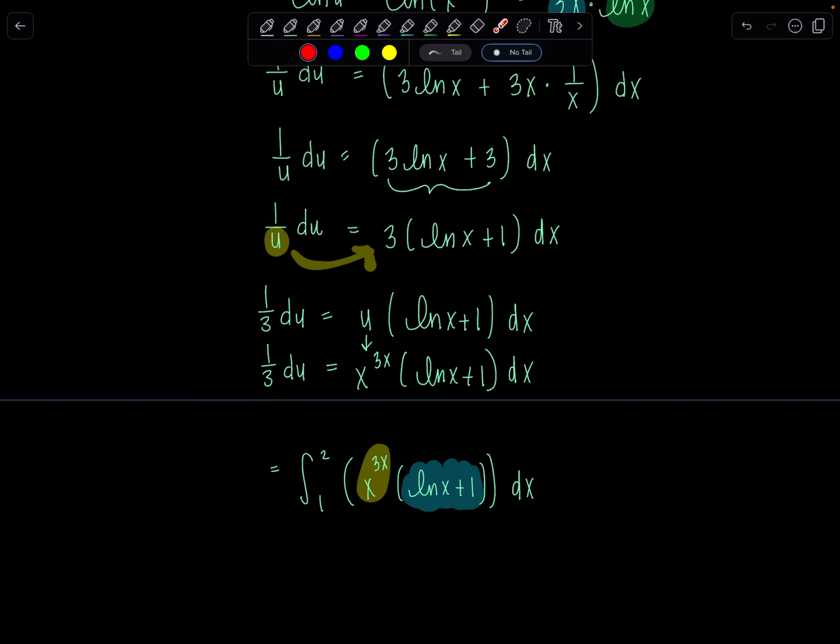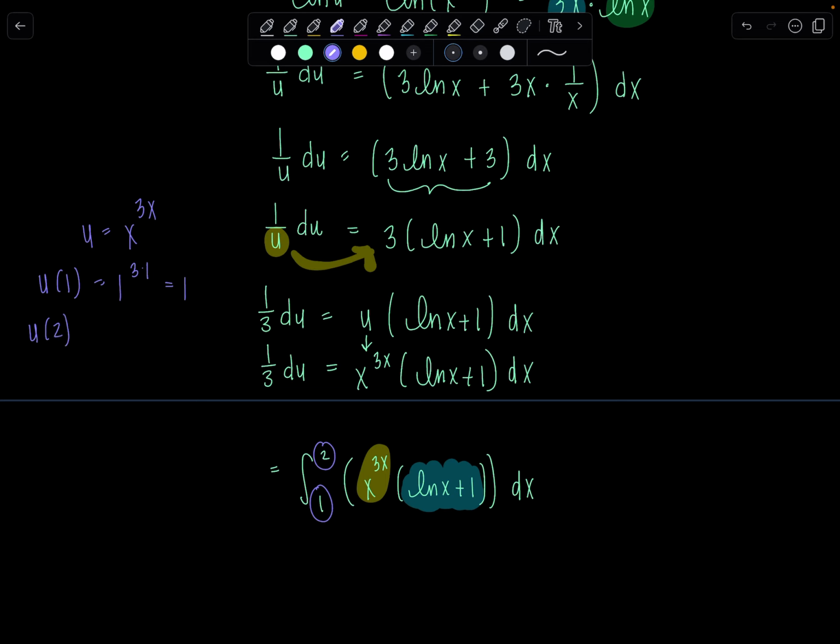Love it. Now don't forget, we do need to change our limits of integration. So these limits 1 and 2 belong to the variable x. And we made this substitution, u is x raised to the 3x. So u of the lower limit 1 would be 1 raised to the 3 times 1, that's still 1. And then u of 2 would be 2 raised to the 3 times 2, 2 to the 6th, which is 64. So that's my new upper limit.